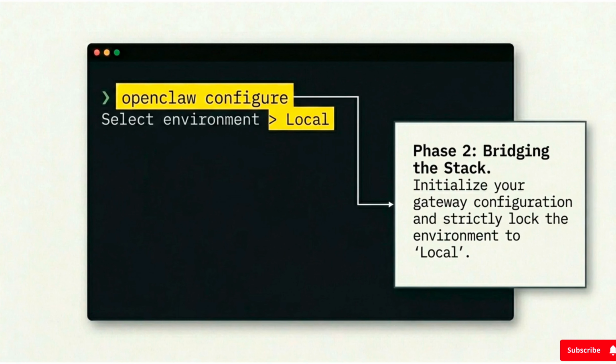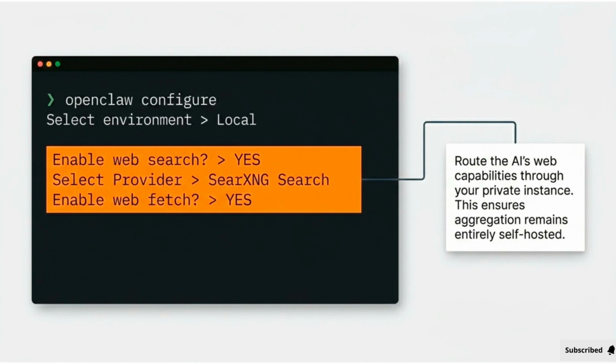Phase 2 is bridging the stack. Initialize your gateway configuration and strictly lock the environment to local using the OpenClaw configure command. Route the AI's web capabilities through your private instance by enabling web search and selecting SearXNG as the provider.